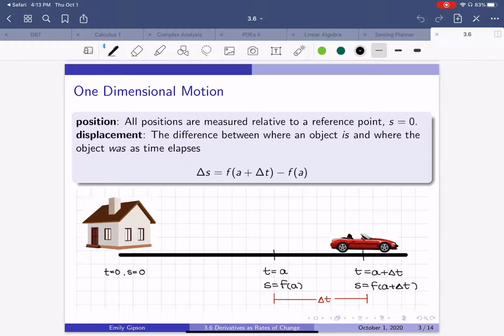And then we talk about displacement. And displacement is the difference between where an object currently is and where the object was as time elapses. So just like we said before, delta S, the displacement of our object, is f of A plus delta t minus f of A.